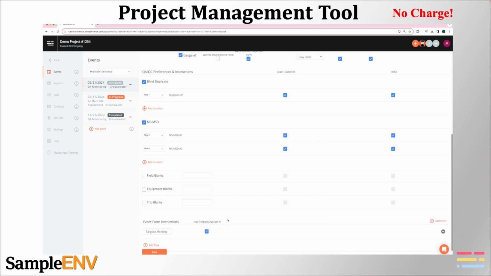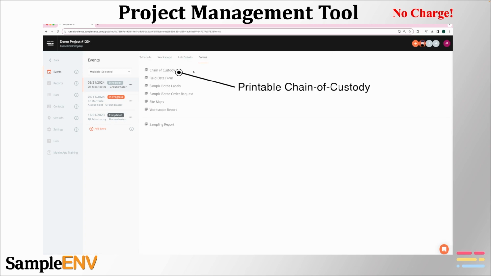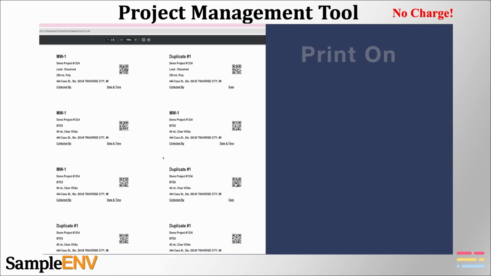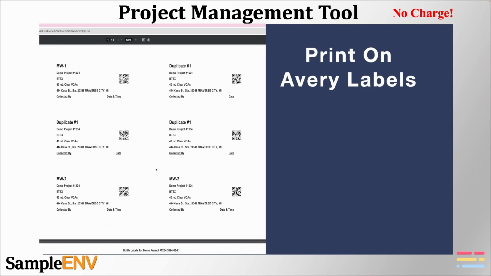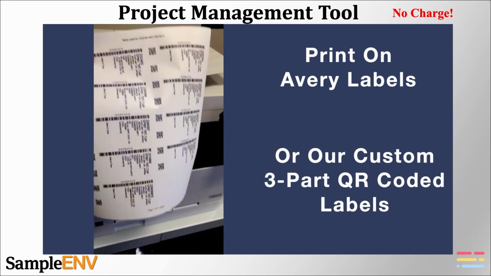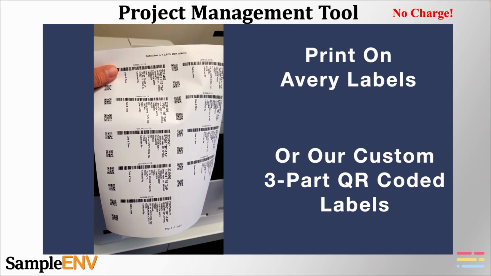You can pre-print nearly complete custody forms so that you have a paper one out in the field if you opt for that. You can also stick with the digital one if you like. You can pre-print sample bottle labels ahead of time if you don't want to do the in-the-field printing. You have the option to print to standard Avery labels that you can buy at any Staples store or Office Max, or you can pre-print to our special 3-part QR-coded labels.